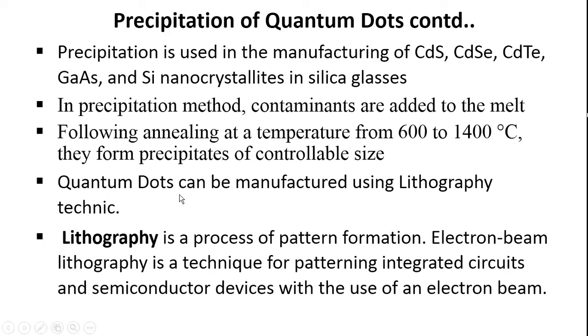And again, the quantum dots can be manufactured using a lithographic technique. How can lithography be used? What is meant by lithography? You might have heard in microelectronics what is meant by lithography while you were learning the manufacture of chips, isn't it? The same thing. Lithography is a process of pattern formation. Electron beam lithography is a technique used for patterning integrated circuits and semiconductor devices with the use of an electron beam.